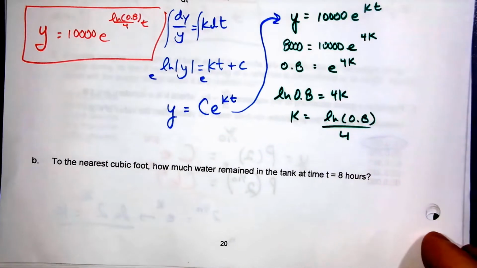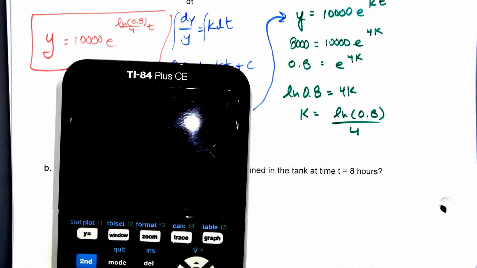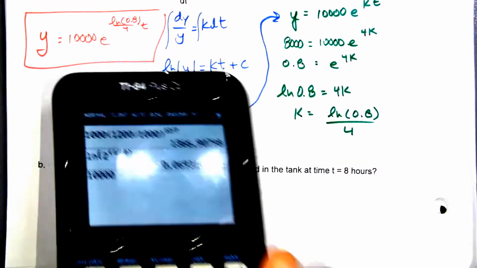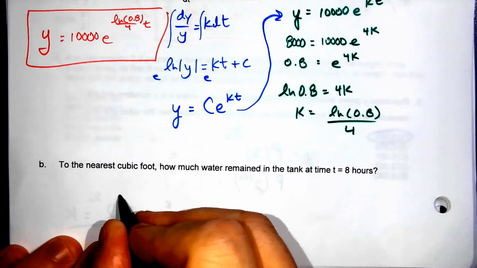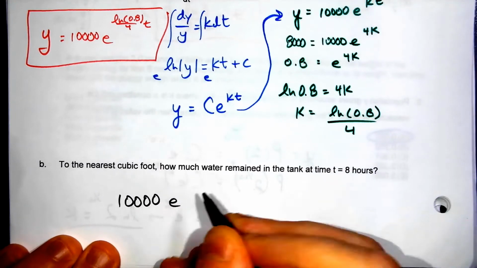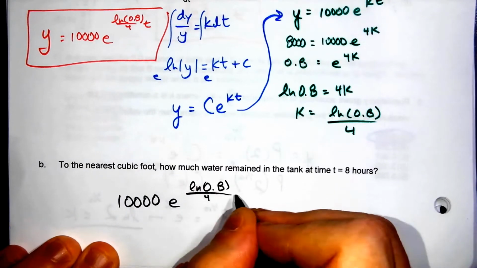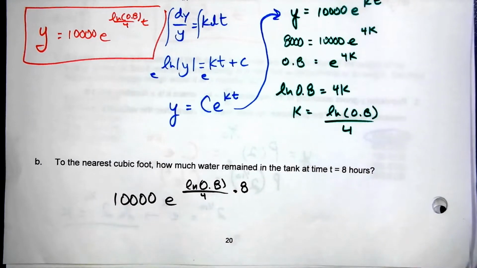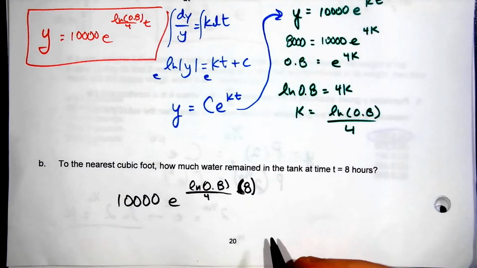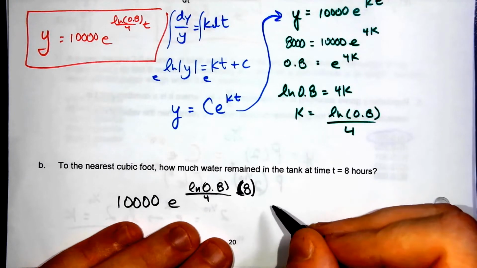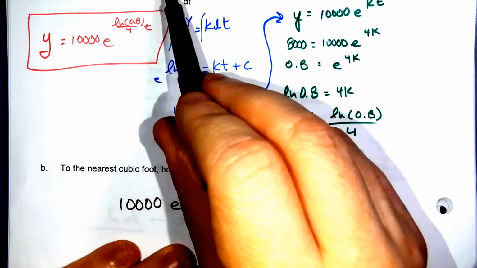But then, to the nearest cubic foot, how much remains at 8 hours? Well, that's just take the equation we found and plug in the 8. So, oh, no calculator. Almost tricked me. Okay, so no calculator means we would have to say 10,000 e to the ln 0.8 over 4 times 8. And on a no calculator section, this is completely sufficient. You just say this is the answer. Oh, but it does say to cubic feet, so it must have needed a calculator. Well, let's go see. Oh, 4 hours, 8,000.